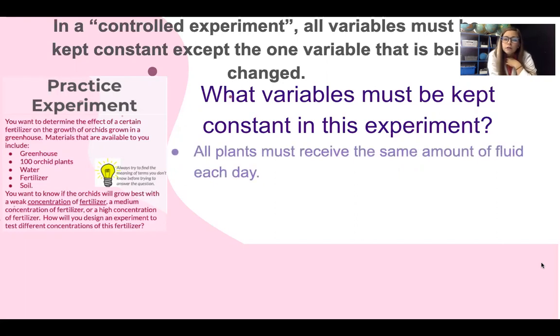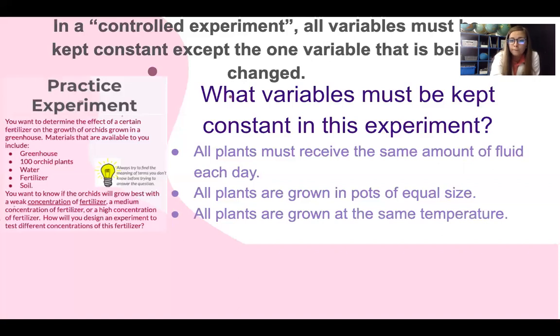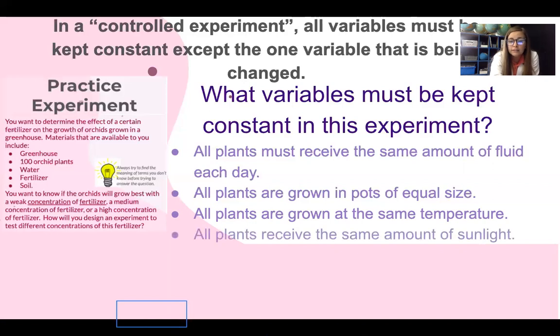Okay. So, yes, they must all receive the same amount of water each day. And they all have to be grown in pots the same size with the same soil. Okay? So you guys said soil. And one of the things that hasn't been mentioned is that they all have to be kept at the same temperature, because we know that sometimes cold temperatures can be detrimental to the health of a plant. And then, of course, the same amount of sunlight. We have to keep those things the same.